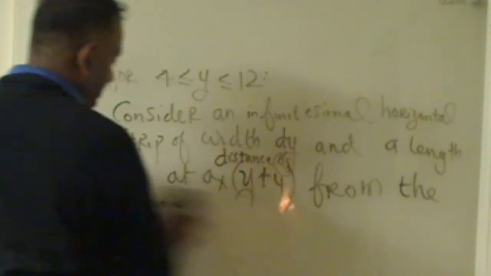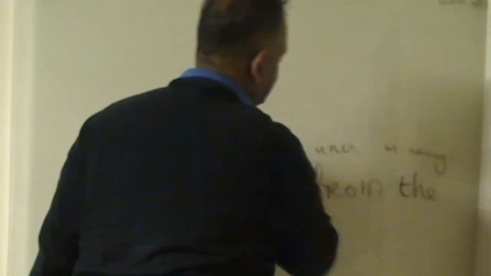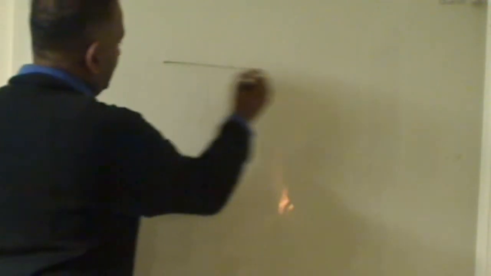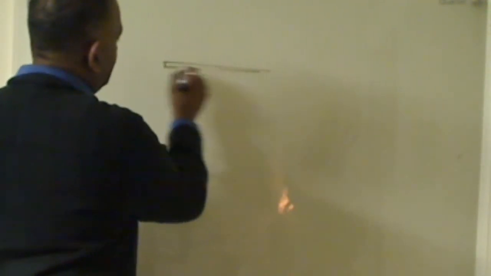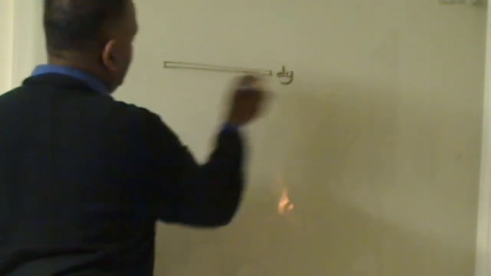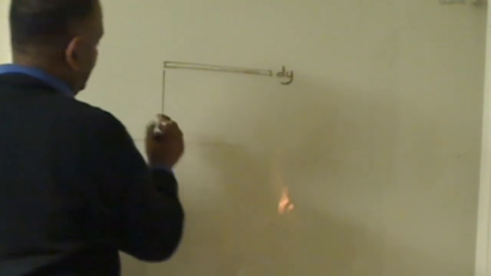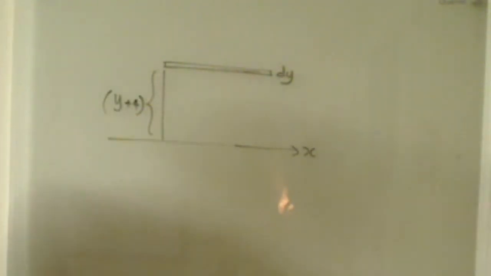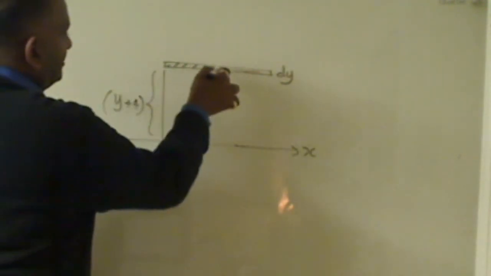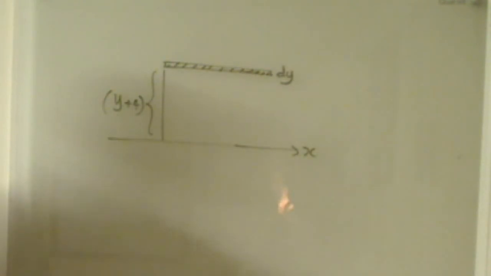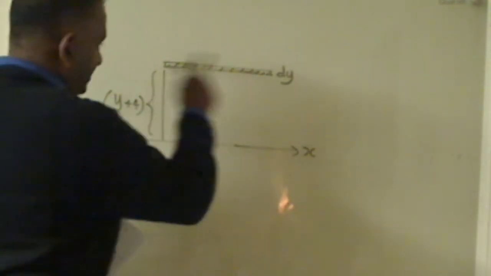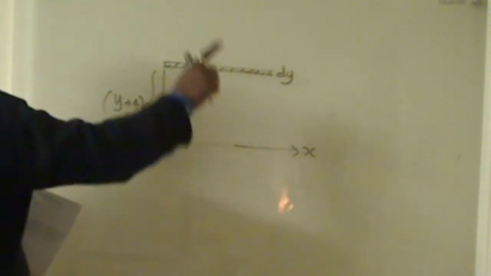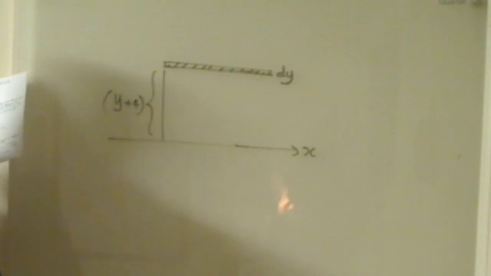So I'm going to draw here one more time. I'm talking about this one. See, this guy, dy, this length taken from the x-axis, this height would be y plus 4. This is what I'm talking about. Pretty much when this is rotated about the y-axis, it will generate a disk with thickness dy and a radius r, which is a function of y.